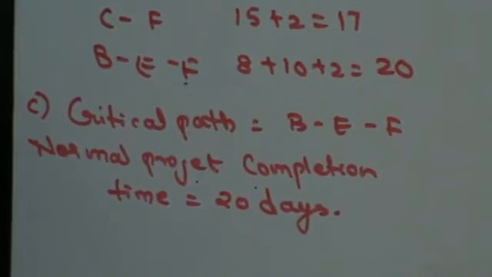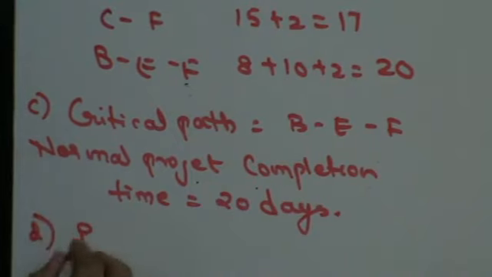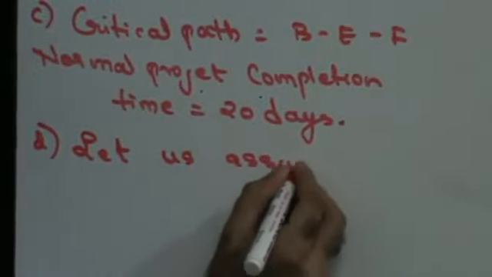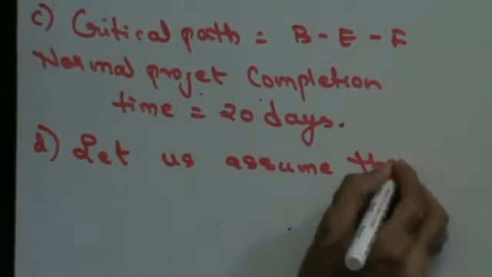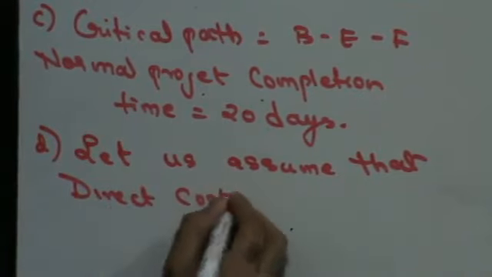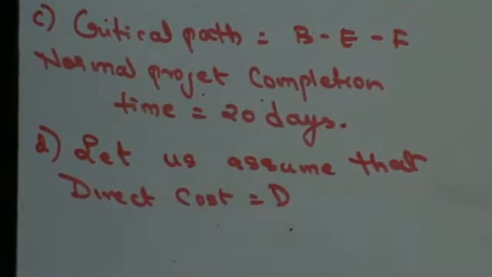Now, let's see this. To calculate the increase in the direct cost due to crashing, let us assume that the direct cost of the project is D. Since direct cost is not given, let us assume that direct cost is D.